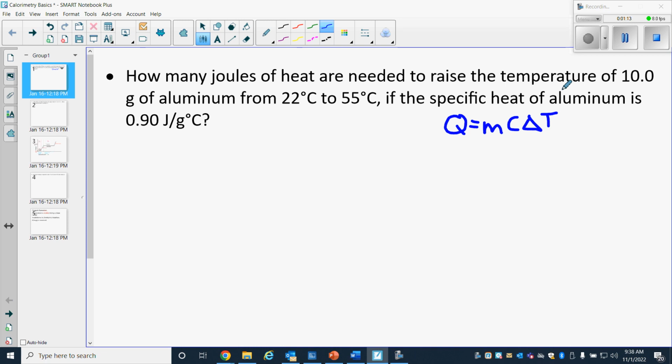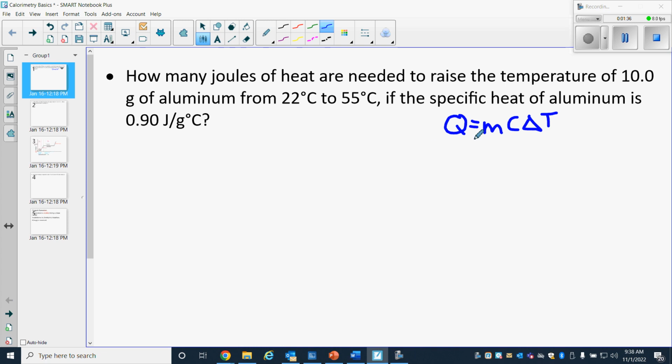And I'm trying to confirm if that is on your reference sheet. It is on your reference sheet, on the second page of equations under thermodynamics and electrochemistry. That first equation is the Q equals MC delta T.